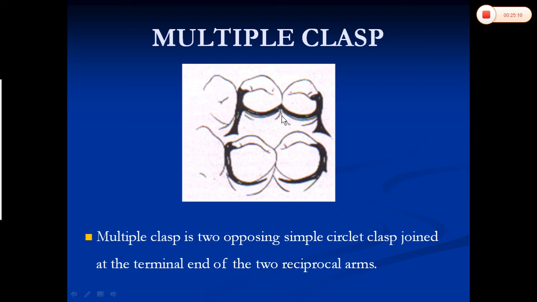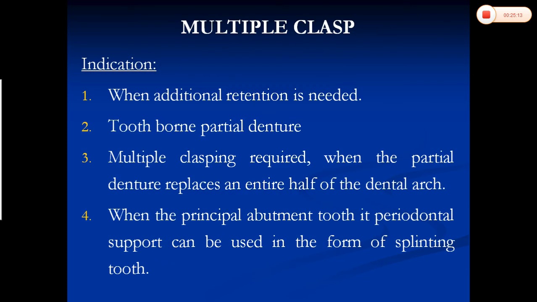So this is known as the multiple clasp. Indication: when additional retention is needed. So when one tooth abutment support is not sufficient, and we need additional retention, we give a multiple clasp. This multiple clasp is most preferred in tooth-borne partial dentures, meaning Kennedy's class 3 situation. Multiple clasping is required when the partial denture replaces the entire half of the dental arch. So when one side of the dental arch is replaced with a removable partial denture, a multiple clasp will be given for additional support and stability.